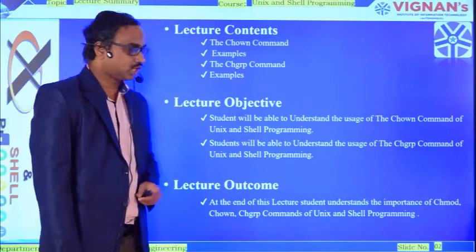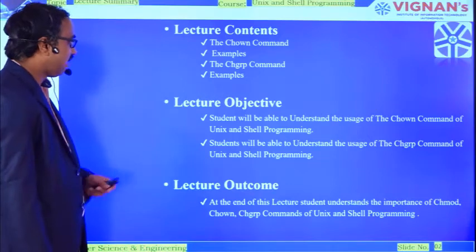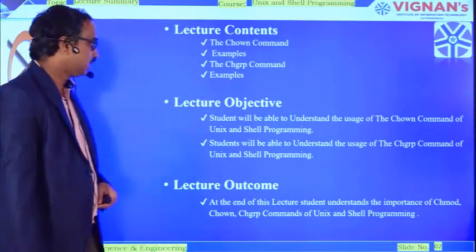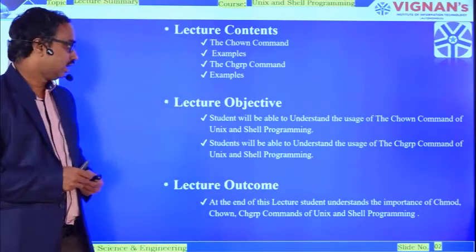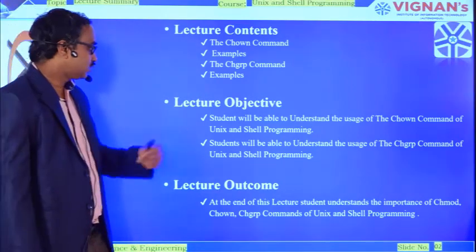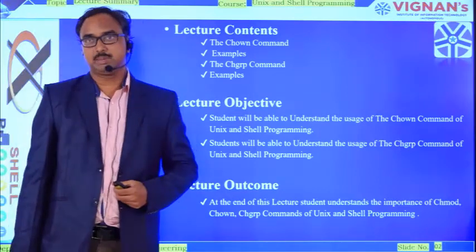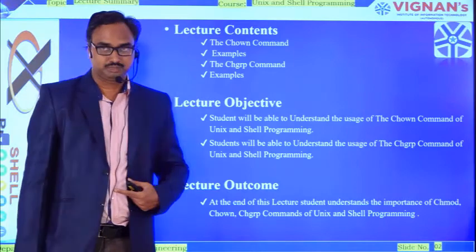Coming to the lecture objective. After completion of this lecture, the student will be able to understand the usage of the chown command, that means the change owner command of Unix and shell programming, as well as the usage of the chgrp command, that is the change group command of Unix and shell programming.